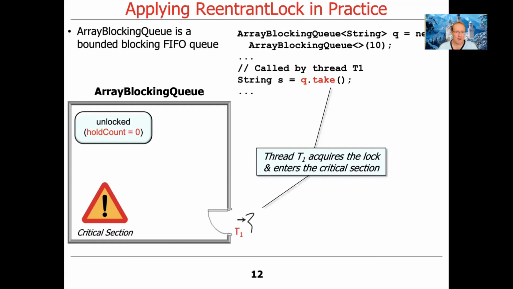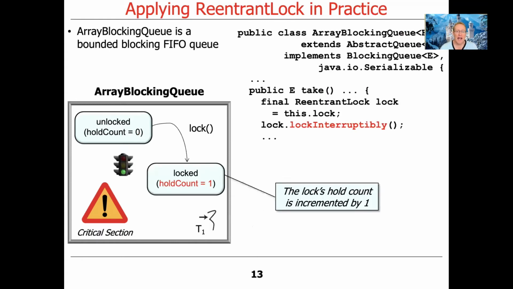Some thread, let's call it thread T1, comes along, and it wants to take the item out of the queue. And for sake of argument, we'll say that the queue starts out empty. It can hold up to 10 items, but it does not have any items in it at the moment. So take is going to block. So when we call take, that's going to acquire the lock and enter the critical section because nobody else owns the lock. And that's going to happen when the lockInterruptibly method is called.